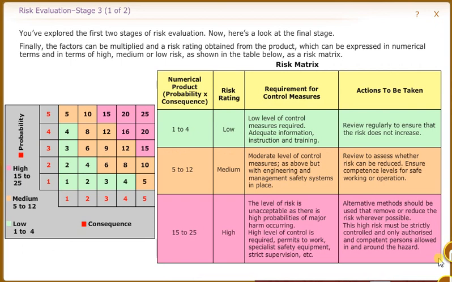You've explored the first two stages of risk evaluation. Now, here's a look at the final stage. Finally, the factors obtained from likelihood and consequence can be multiplied, and a risk rating obtained from the product, which can be expressed in numerical terms and qualitatively in terms of high, medium, or low risk, as shown in the table as risk matrix.